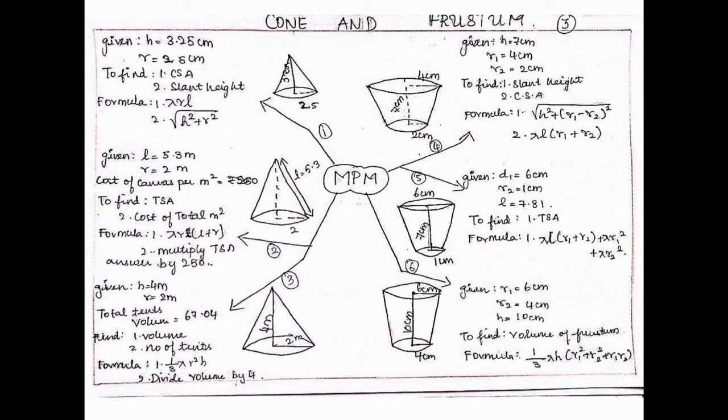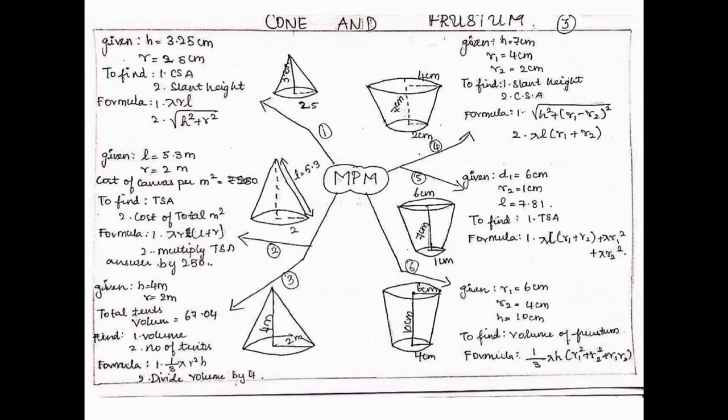Now node 3. So in node 3 they have given that height is equal to 4 meter and radius is equal to 2 meter. The total tent volume is equal to 67.04 meter cube. Now we have to find the volume and the number of tents. We know the formula of volume of cone, which is 1 by 3 pi R square H, so we will use this formula. For the number of tents, we divide the total volume by the volume of one tent and we will get the number of tents. So now let's go to node 4, which is frustum of cone.